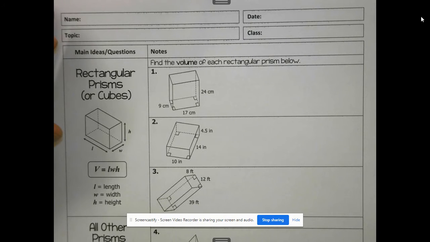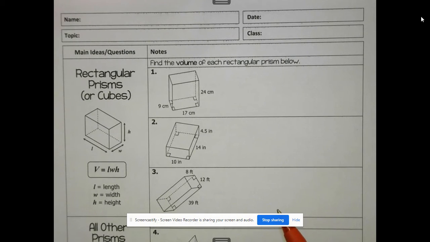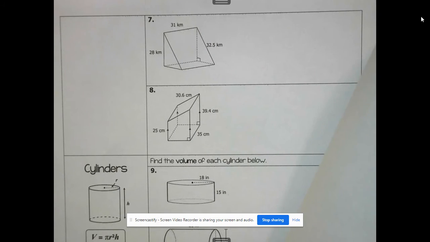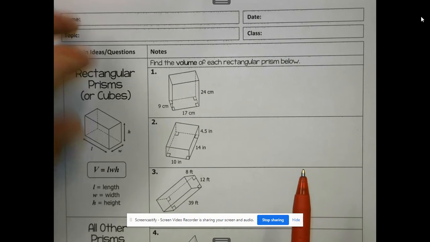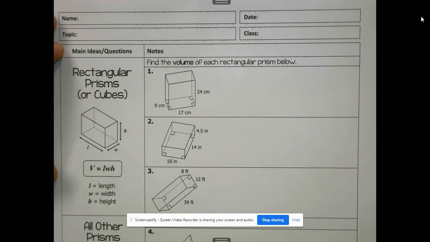All right, guys, this lesson's on volumes of prisms. We talk about some cubes, and we talk about all other prisms on the bottom of the front page. First page was pretty smooth. They give you all the pieces. You just got to plug it in the formula. But then when we get to the back side, we had a couple trickier ones where we actually got to find a missing height or a missing base piece to figure out the volume of the shape.